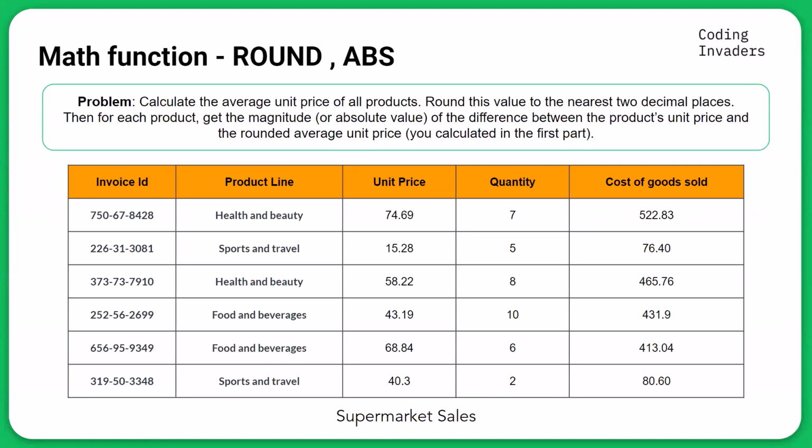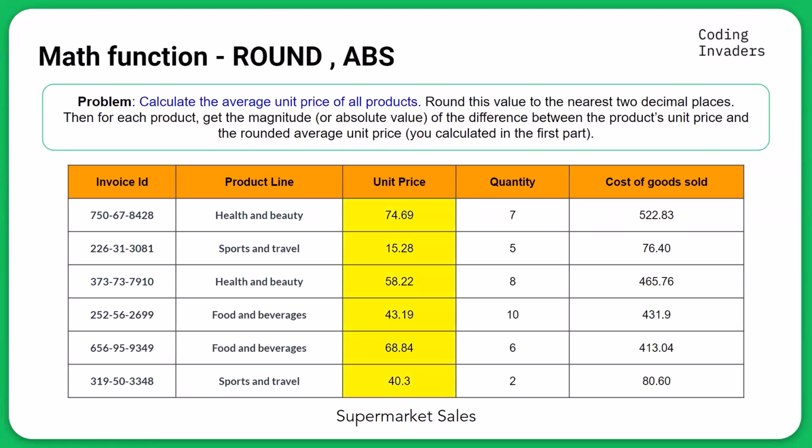So here we have again our table supermarket sales and our problem is we need to calculate the average unit price of all products. Now, what should this average value be? We need to round this value to the nearest 2 decimal places. Then for each product, we need to get the magnitude, that is the absolute value of the difference between the product's unit price and the rounded average unit price. Let us break this problem and then solve this one by one.